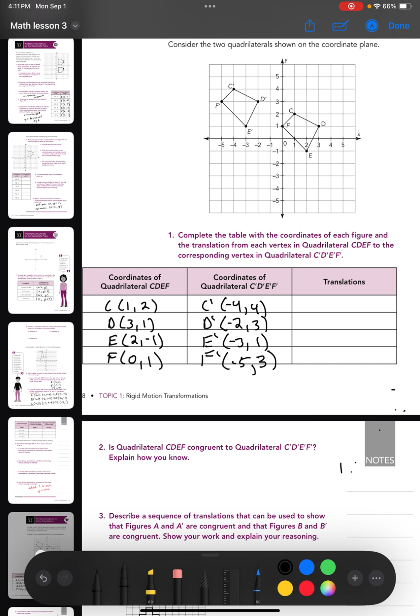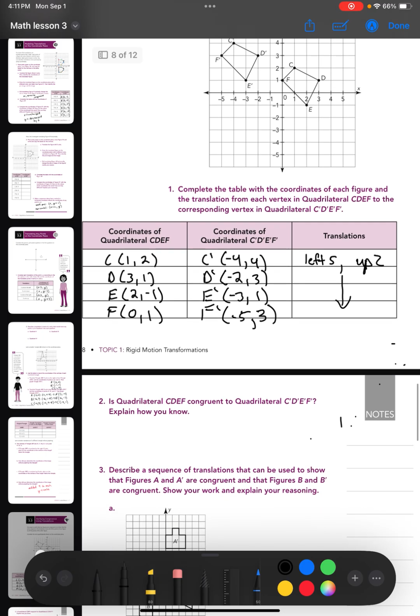So the translation on all of those, if you look at C, to get from an X of 1 to an X of negative 4, it moved negative, so left 5. And to get from a Y of 2 to a Y of 4, it moved up 2. And you'll notice on all of these, that is the exact same. So if we have the same movement of each vertex, we retained congruency.